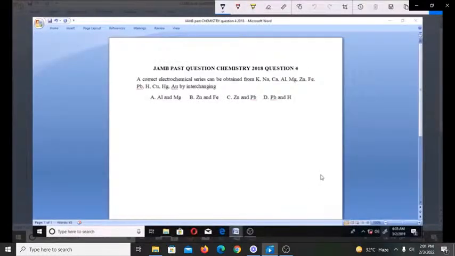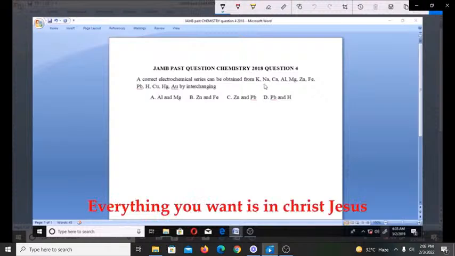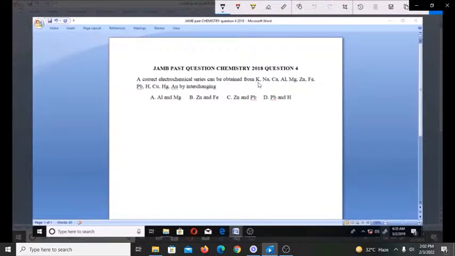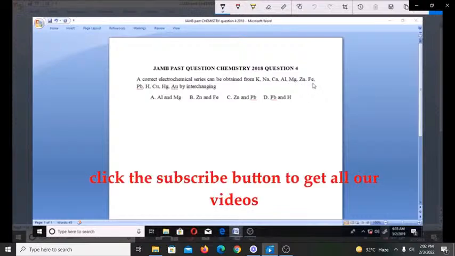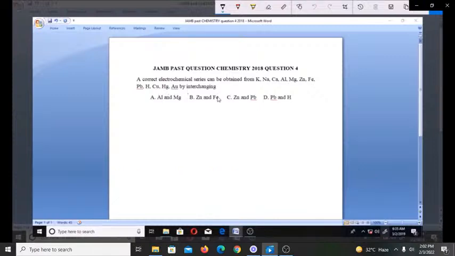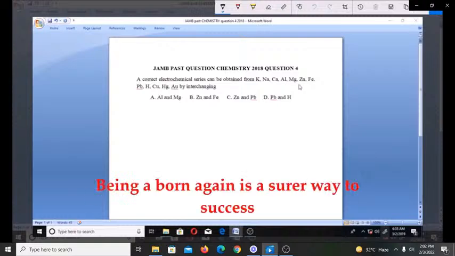Now let's look at this problem, JAMB Past Question Chemistry 2018, question number 4. A correct electrochemical series can be obtained from K, which is potassium, sodium Na, Ca calcium, Al aluminium, Mg magnesium, Zn zinc, Fe iron, Pb lead, H, Cu, Hg, Au by interchanging. So what do you interchange in order to make this the correct electrochemical series?